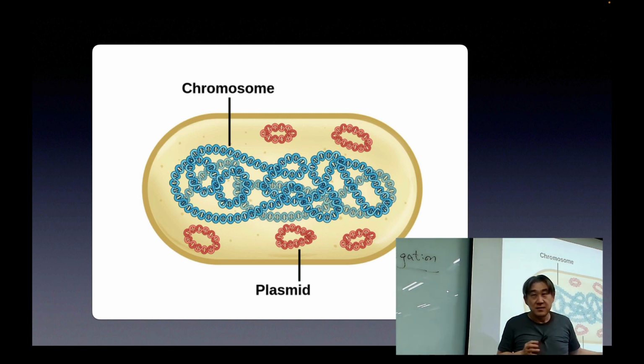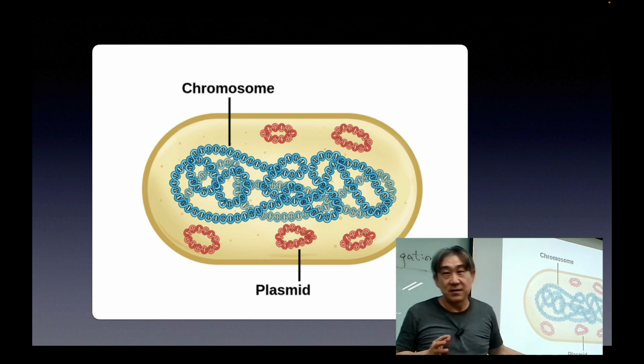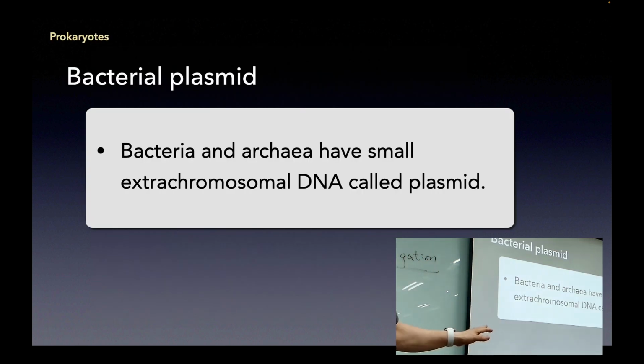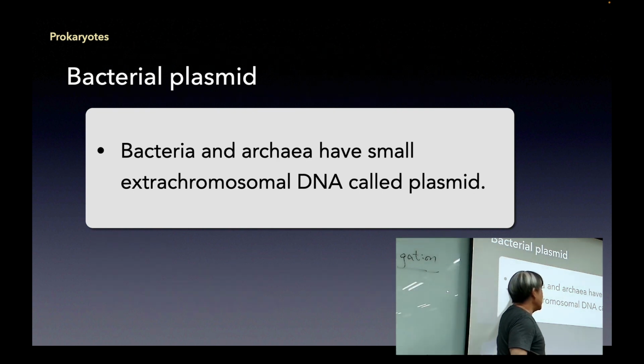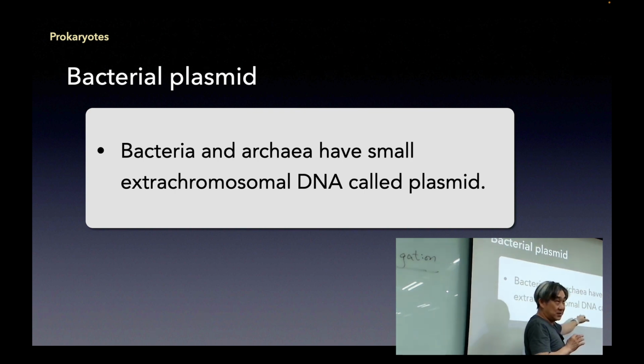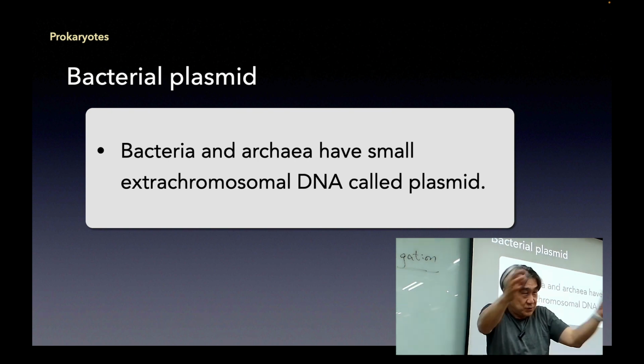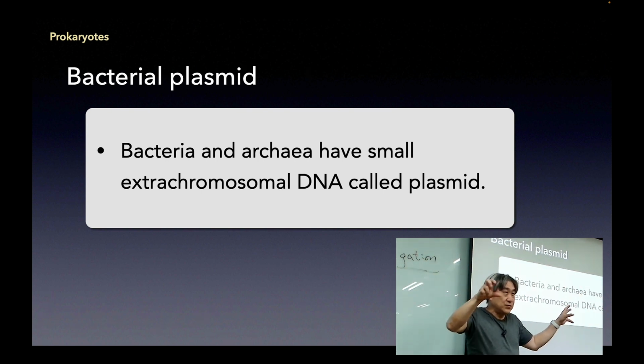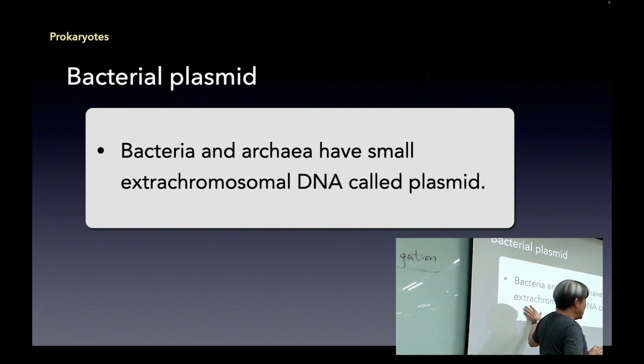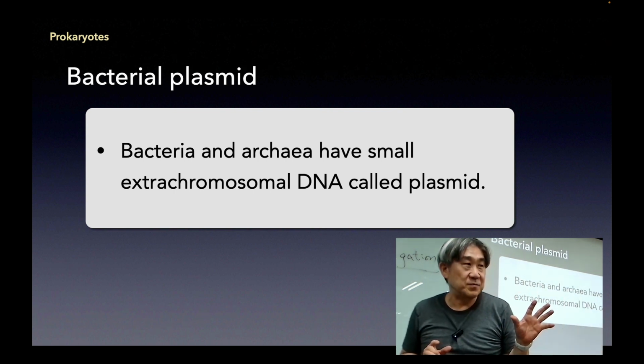Small, this is called the plasmid. Both bacteria and archaea have very small extra-chromosomal DNA. So you have a main chromosome, but in addition to the main chromosome, you have additional small, very similar DNA called a plasmid. That's the definition of the plasmid.